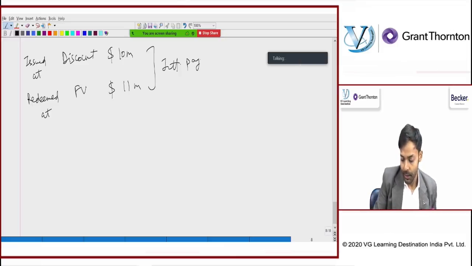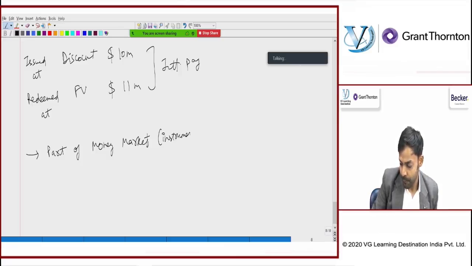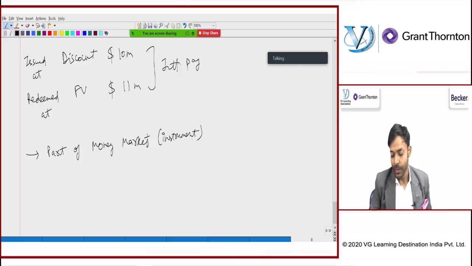Okay, it's a part of money market. It's a money market instrument. We'll discuss that. What is money market? What is capital market? What is financial market? Primary market? Secondary market? We'll do that. Yeah, it's a money market instrument. So yeah, these are the features of the commercial paper.